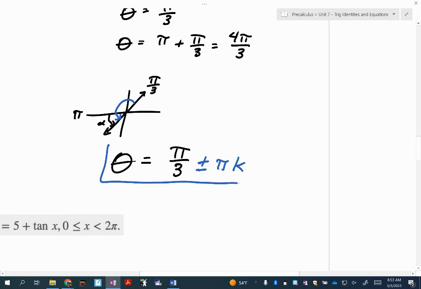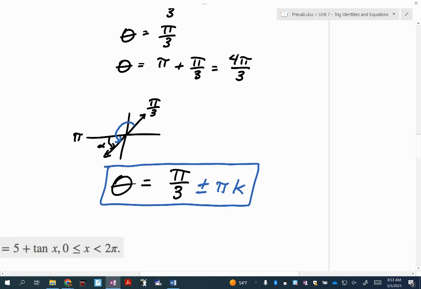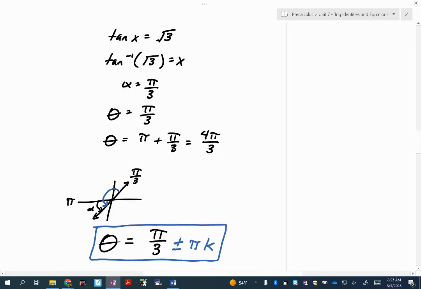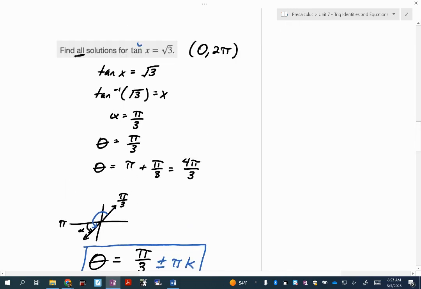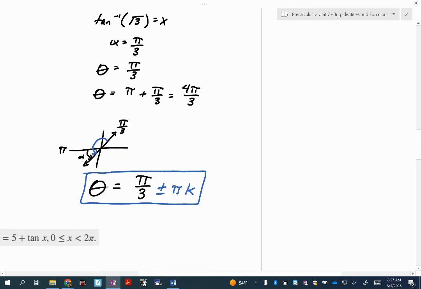So it's a little different. You may be wondering, wait, Mr. Vander, didn't you say 2 pi k? I did, but that was for sine and cosine. For tangent, the period is pi. So that is one of those things that's a little bit different for tangent.